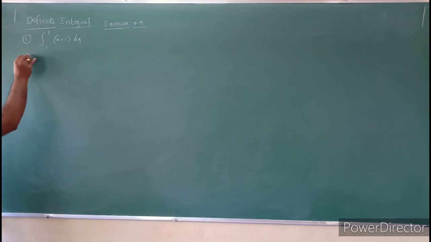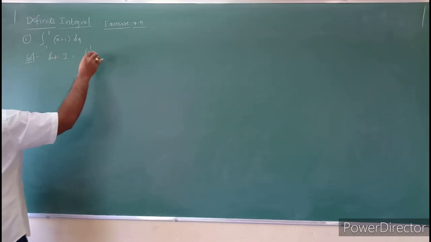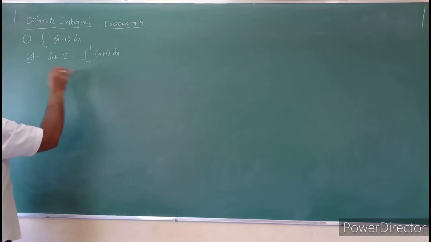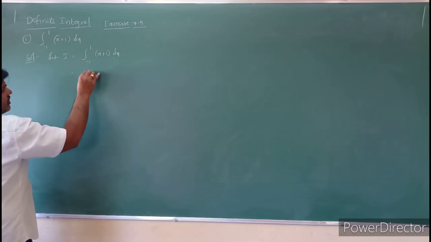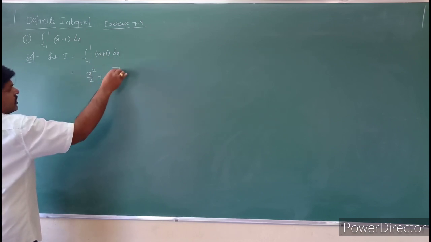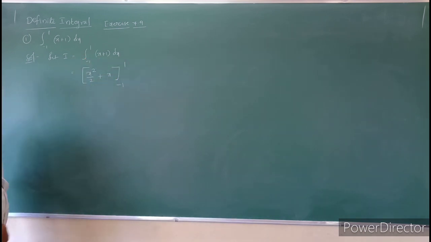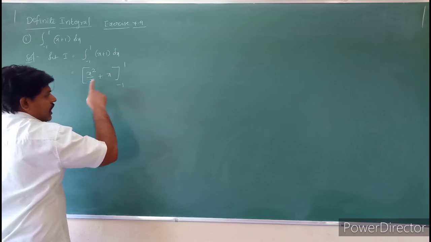See that question, students. Let I equal the integral from -1 to 1 of x plus 1 dx. First apply the integration, students. What is the integral of x? It is x square by 2, plus the integral of 1, which is x. First apply the integration, then take the limits. Next, first apply the upper limit minus the lower limit.